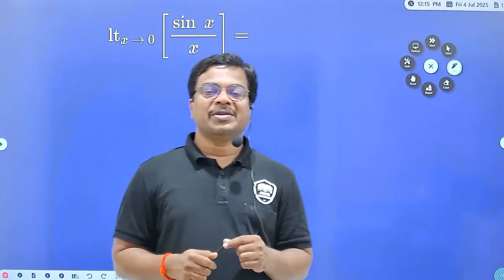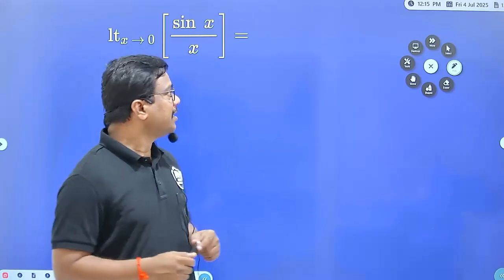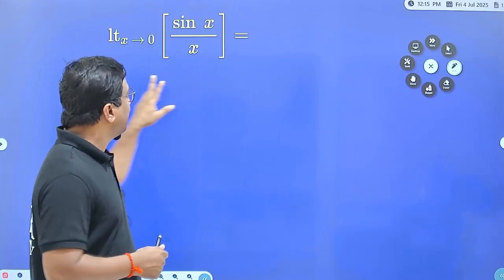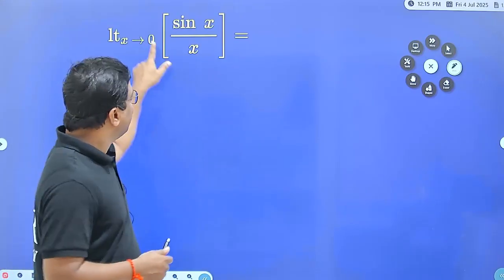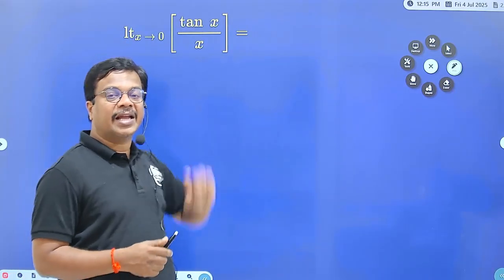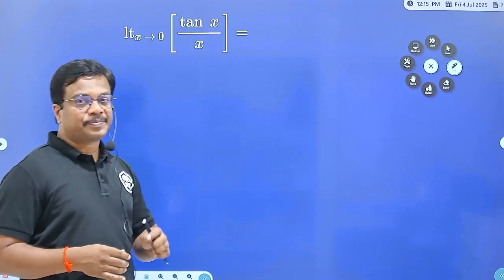Today we are going to discuss the limit of a special function as x tends to 0. Here the special functions are the step function of sin x by x and the step function of tan x by x as x tends to 0.